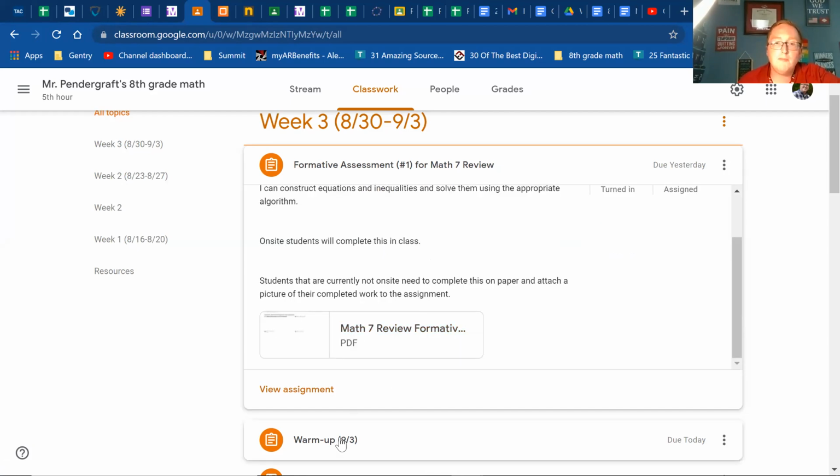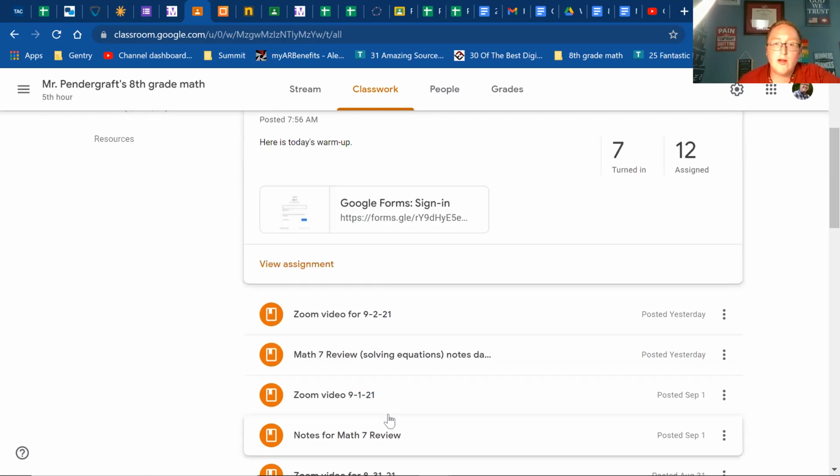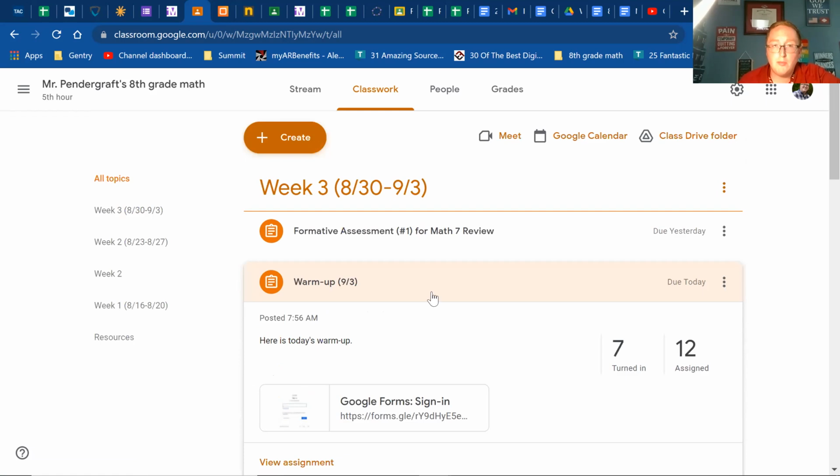Here's today's warm-up. It's only 2 questions, and it's all about solving an equation, so skills that we had previously learned. Once again, I've posted a Zoom video every day. This is the first set of notes, here are the notes from yesterday, and then I'll post the notes from today. This time I'm going to attach it to the Zoom video because I really want students to be watching the Zoom videos. I'll be posting that and streaming it through YouTube.